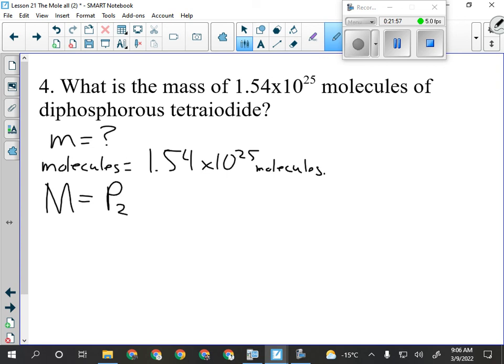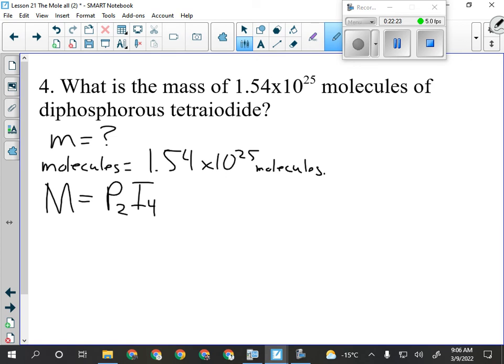Diphosphorus, P2, tetraiodide, I4. Should I reduce that? No. I would reduce it if it was ionic, but it's molecular. If I got prefixes that tell me the numbers are 2 and 4, the numbers are 2 and 4. If I arrive at a 2 and a 4 by a drop and swap, then I reduce.